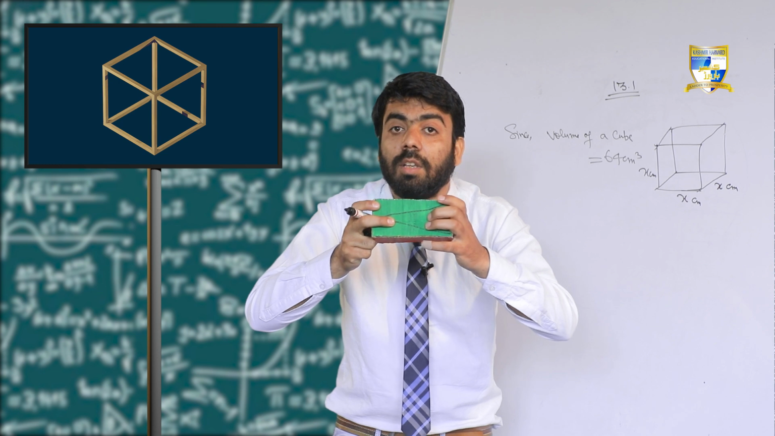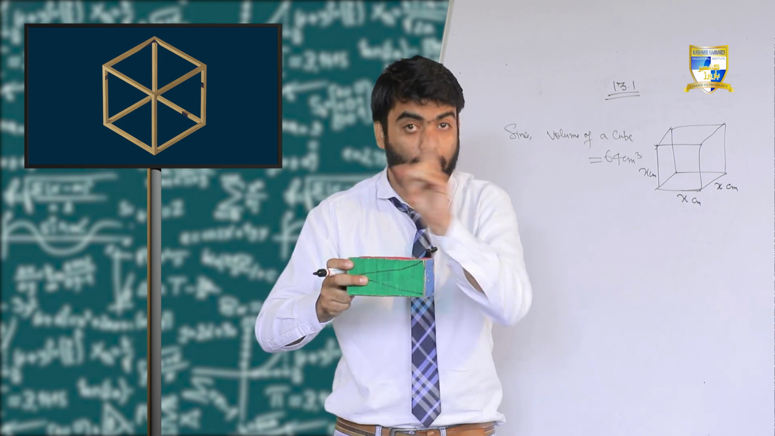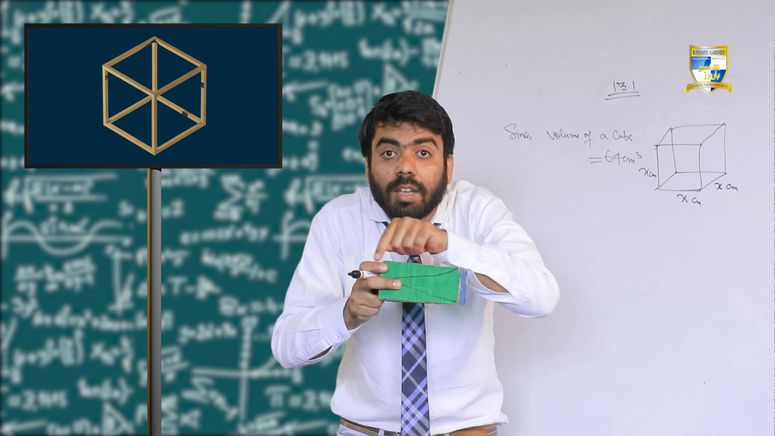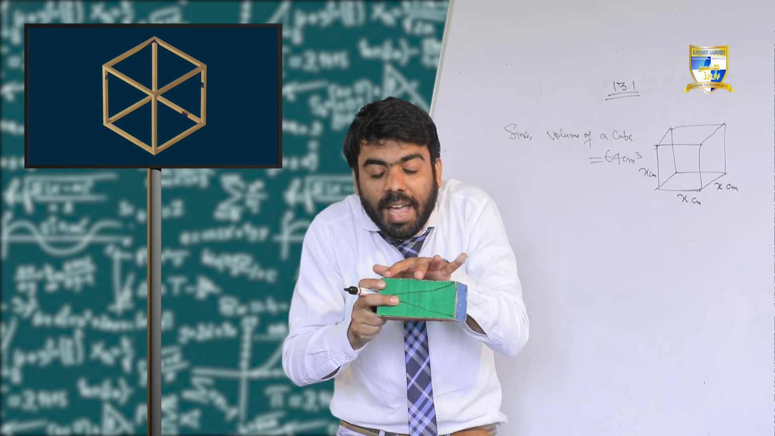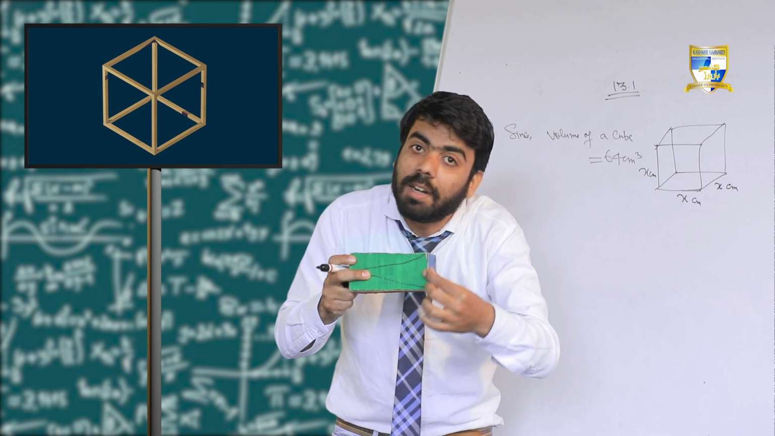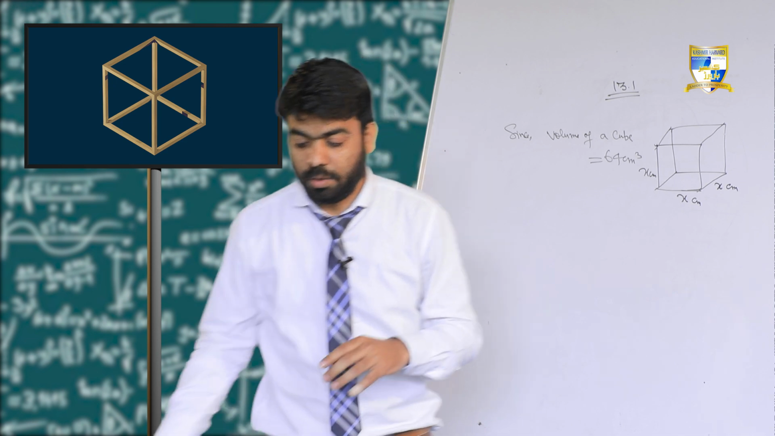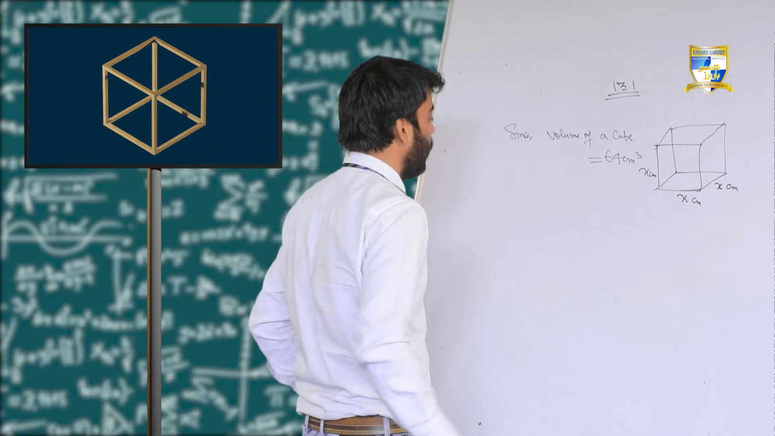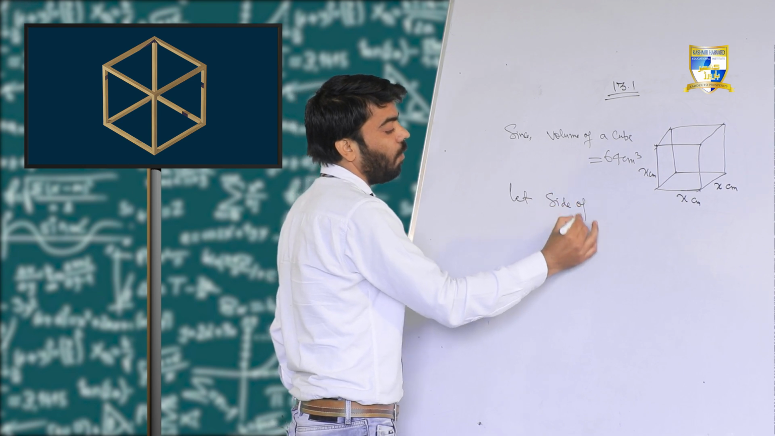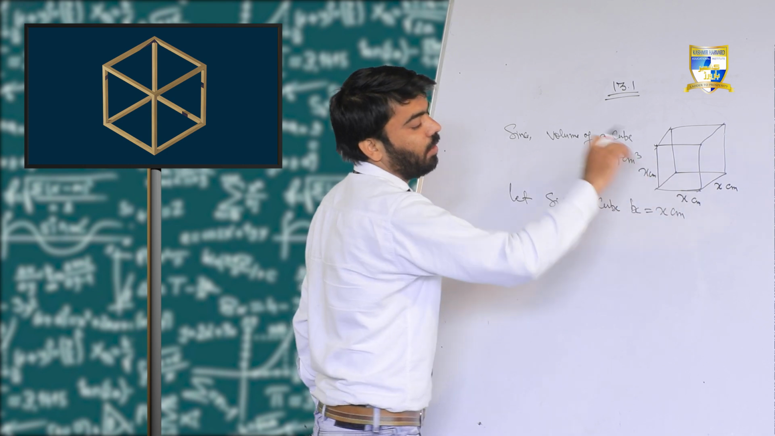But the question is, sir, does every dimension change here? No. Only one dimension changes. Which dimension? This dimension, this length. If this is x and this is x, it will become 2x. But this will remain x and this will remain x. Hope I am clear to all of you. Right? What we'll write here? Let side of cube be equal to x centimeter.